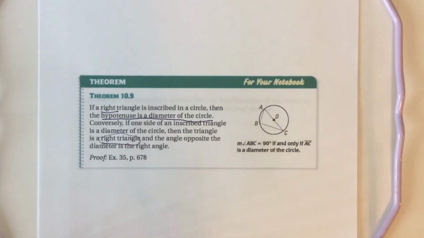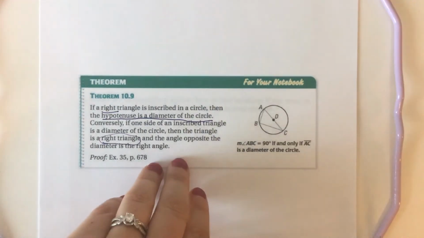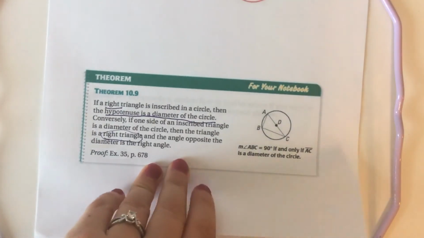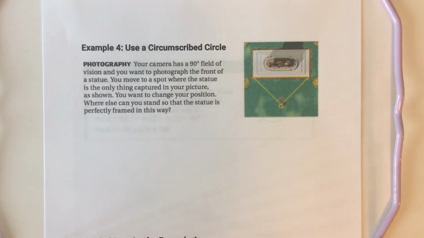So we're working again with right triangles inside circles. If we know it's a right triangle, the hypotenuse will be the diameter. If we see that one side of the triangle is a diameter, then we know it's a right triangle using both the theorem and its converse. So let's do more of a thinking example to kind of see how this would work.